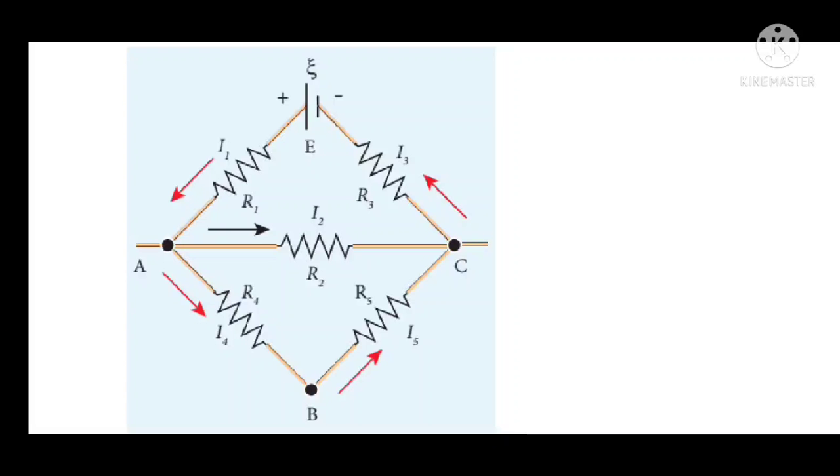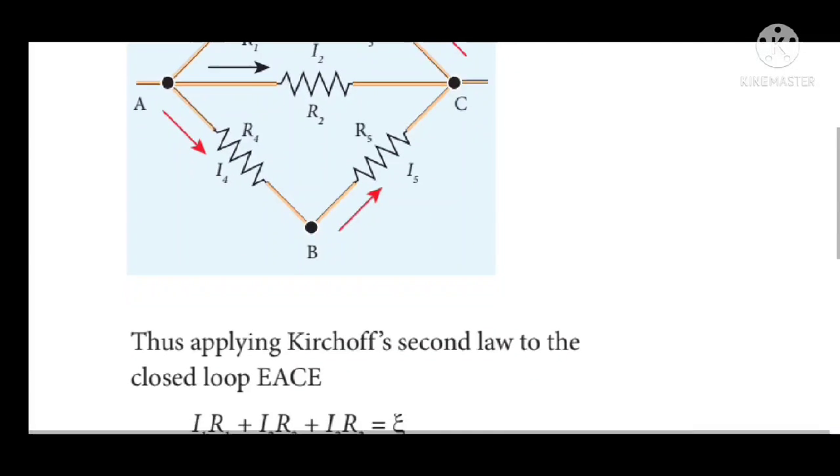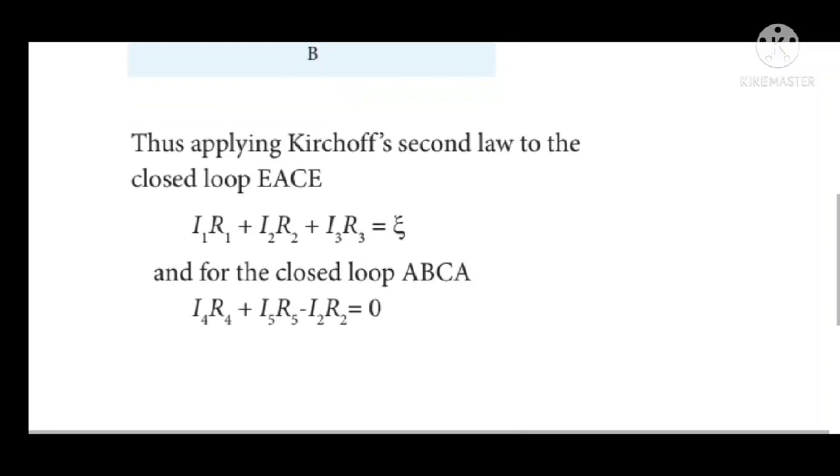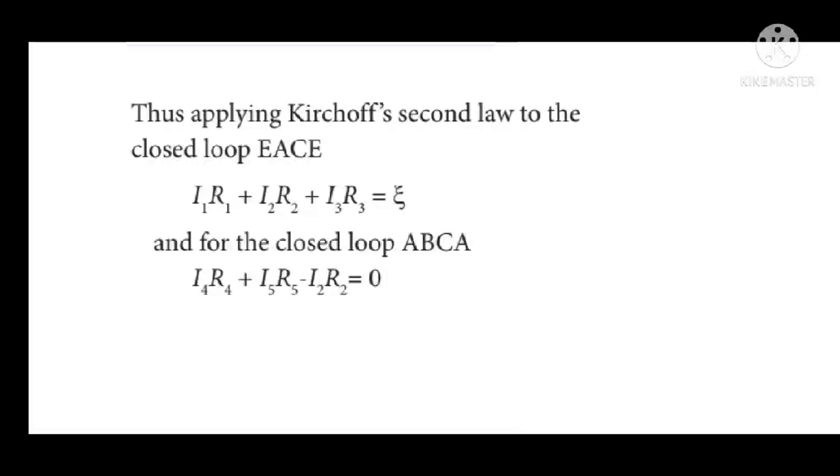Now let us see the equation. Applying Kirchhoff's second law to the closed loop EACE, I1R1 plus I2R2 plus I3R3, which is equal to E, that is nothing but EMF. And for the closed loop ABCA, I4R4 plus I5R5 minus I2R2, which is equal to 0, as there is no EMF.